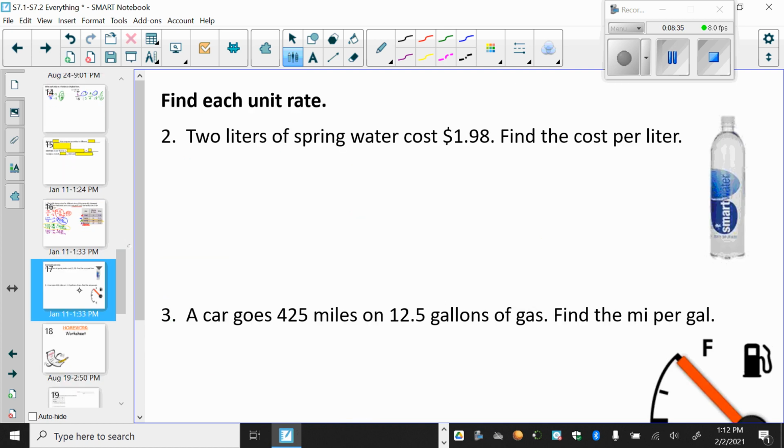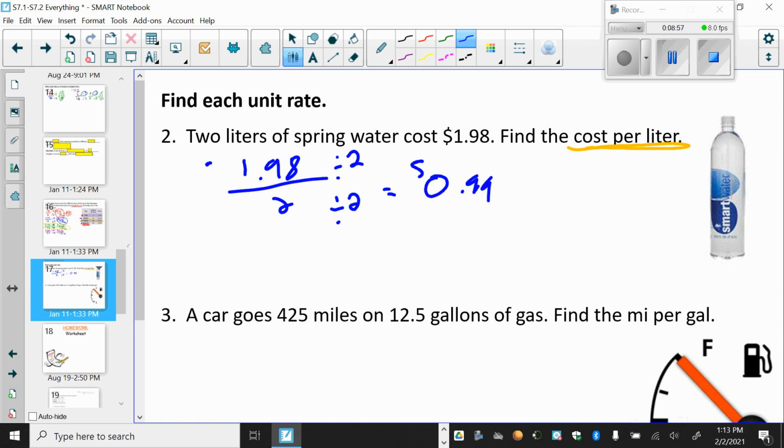All right. Find each unit rate. 2 liters of spring water costs $1.98. Find the cost per liter. This is a good way to orient yourself. You want the cost first, the liter second. So we're going to do $1.98 divided by 2, right? So I'm going to divide both the top and the bottom by 2, and that's going to give me $0.99 over 1 liter. You could also probably call this 0.99 per liter, right? Instead of saying 1 per liter.